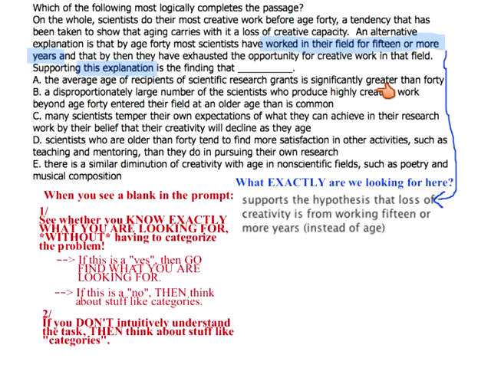B, a disproportionately large number of scientists who do produce highly creative work beyond age 40. What is significant about these guys? Tell me a story about those people, the people who are underlined currently in red and about to be underlined in purple. Yeah, they are creative, that's true, but they're the exception to the rule. That's what we want here, right? So the point is those are the people who break the trend.